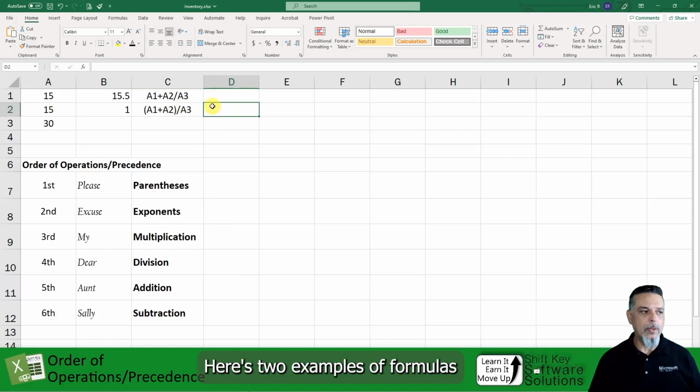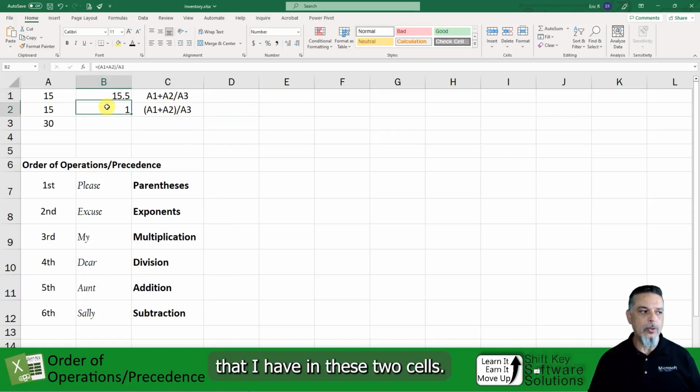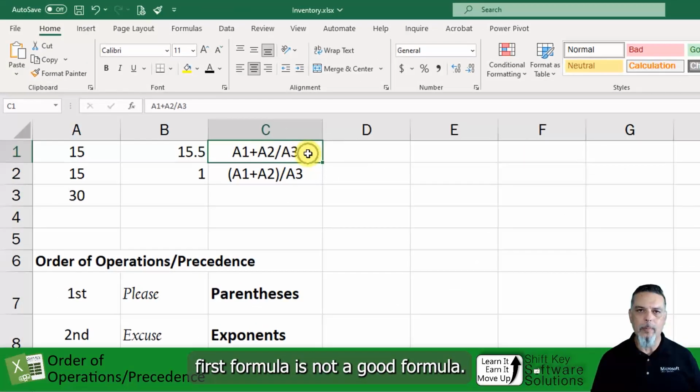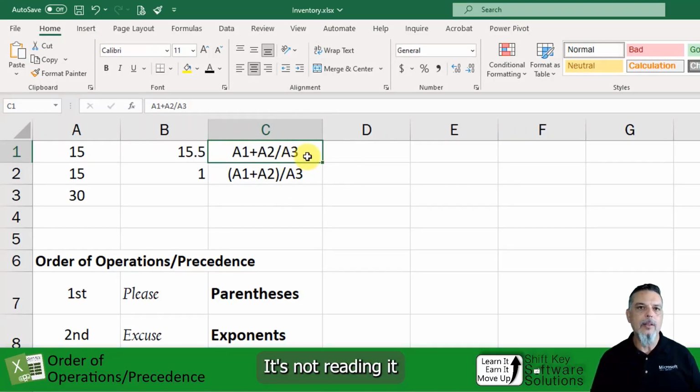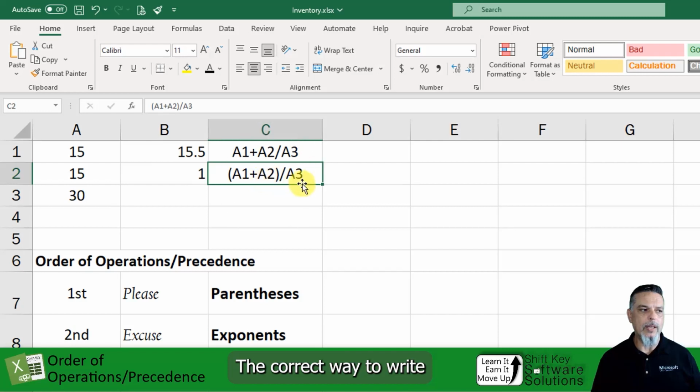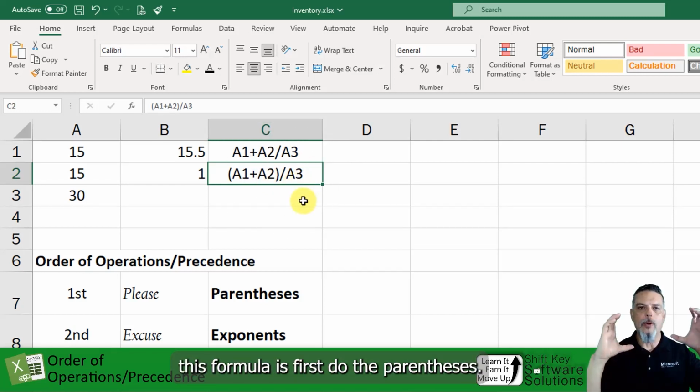Here's two examples of formulas that I have in these two cells. I've written them out here just so that we can see them more clearly. But as you can clearly see, this first formula is not a good formula. Excel is not reading it the way in which we want it to. Right now, the result of this formula is ambiguous. It's a false reading.